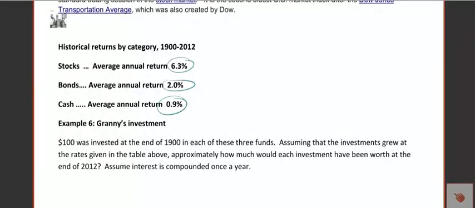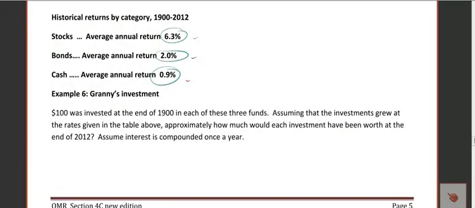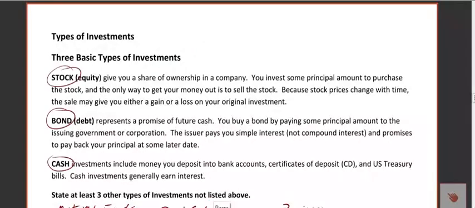So let's take a look at maybe $100 that was invested in each of these three funds at the end of 1900. Assuming that they all grew at the rates given above, let's find out how much each investment would be worth at the end of 2012. And we're going to assume that interest is compounded once a year. Okay, what happened here? All right, let me erase that and get back to where I was.